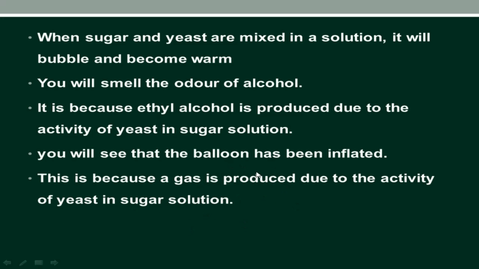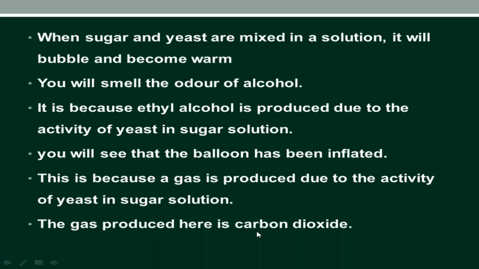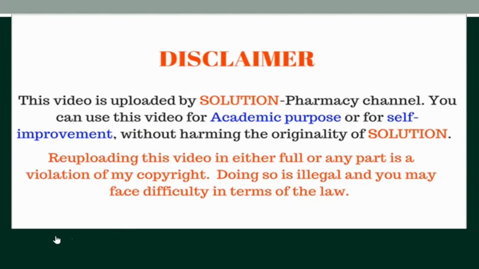What is the gas produced here? The gas produced here is carbon dioxide. Now we can draw a conclusion. When yeast acts on the sugar solution, it produces ethyl alcohol and carbon dioxide. Ethyl alcohol and carbon dioxide are the result of this experiment.